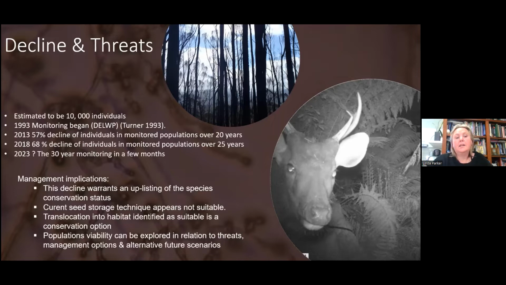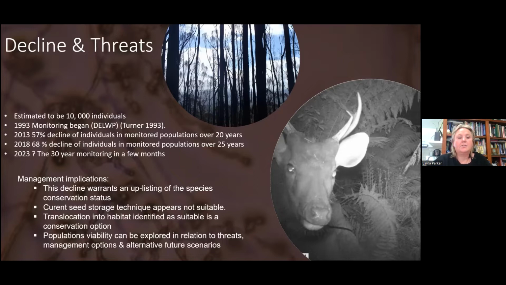At the end of this year, in summer, we survey in summer because that's when they're flowering, so you can see the sex of the species and the flowering rates. We'll have the 30-year monitoring. So some of the implications was that it required an uplisting for the conservation status, which it now has.